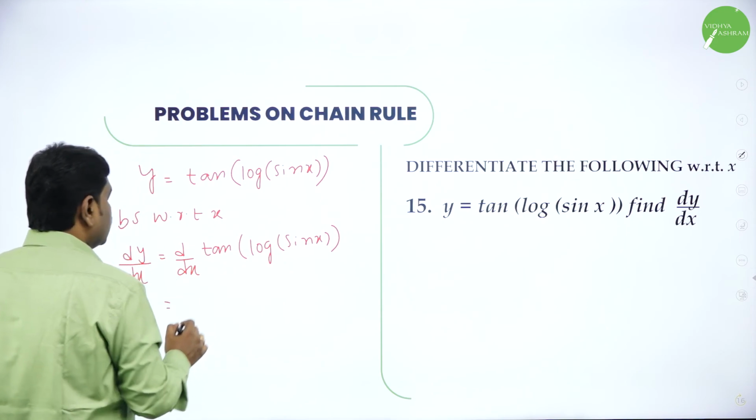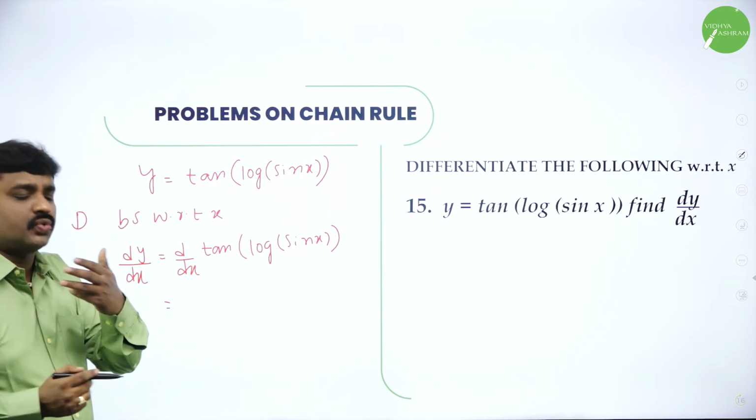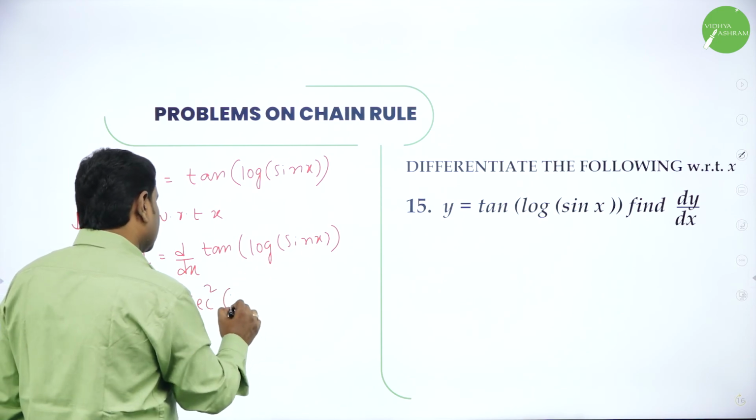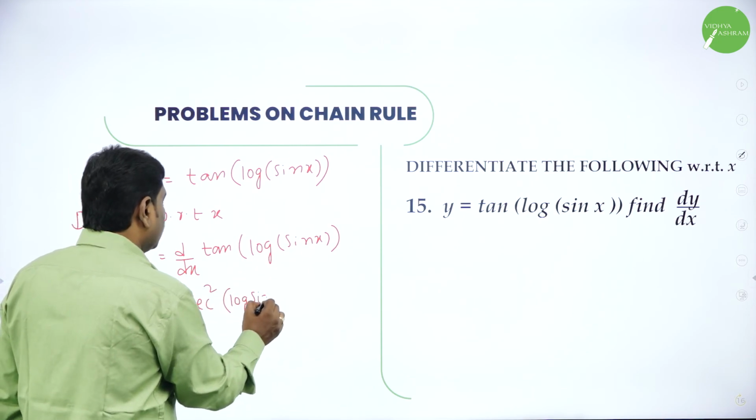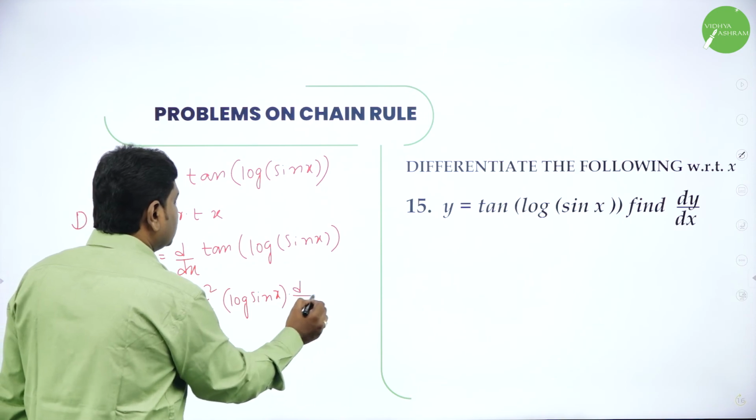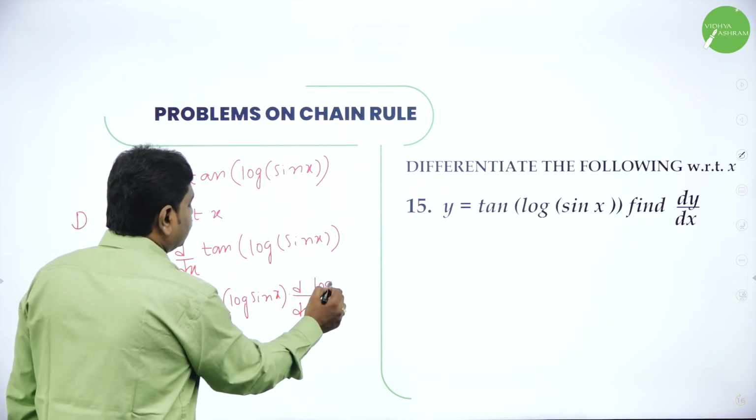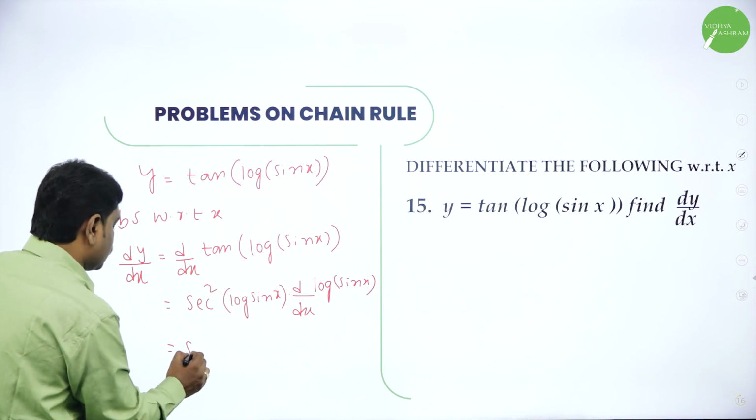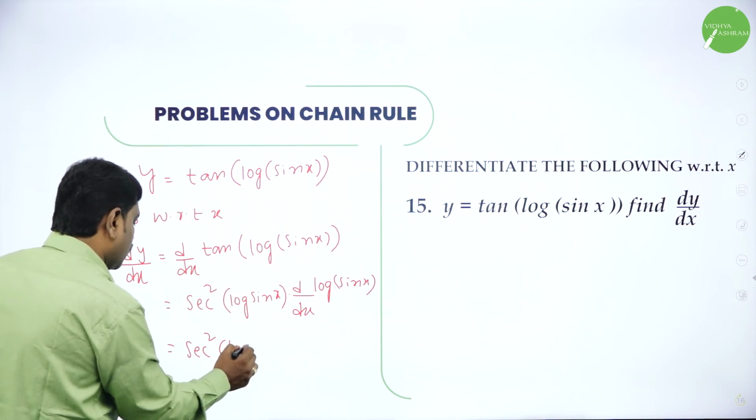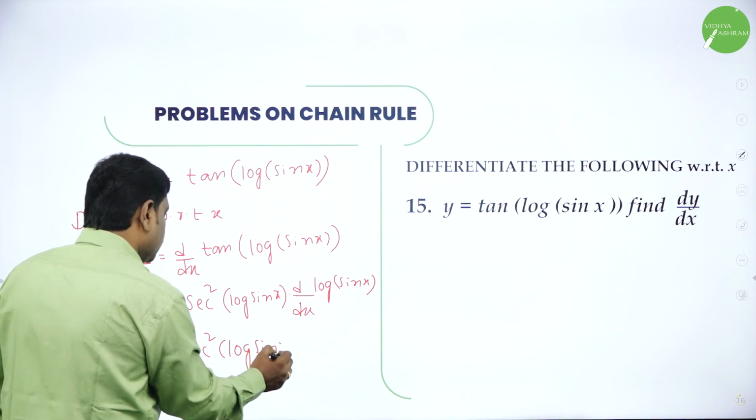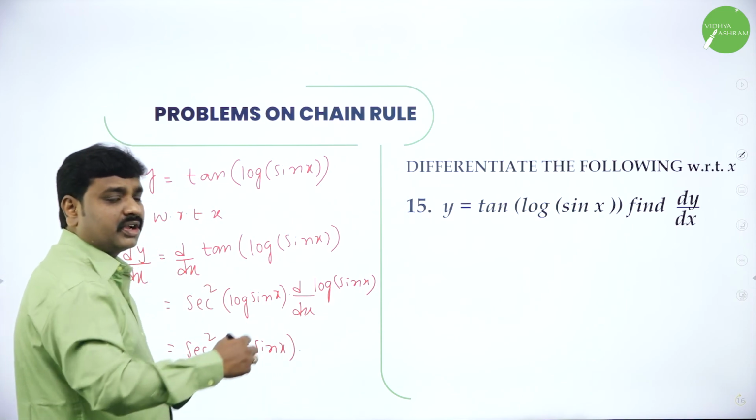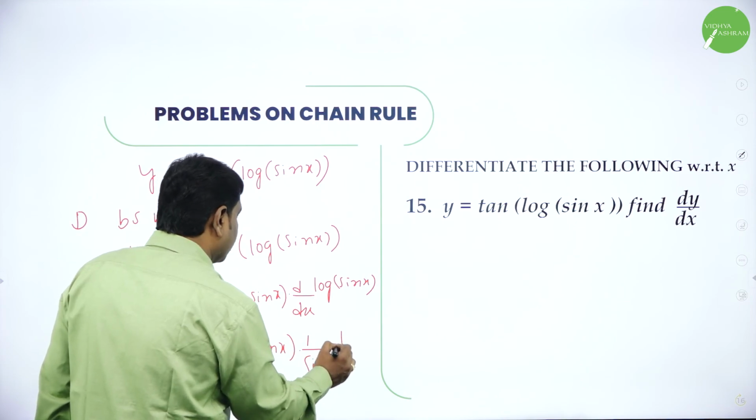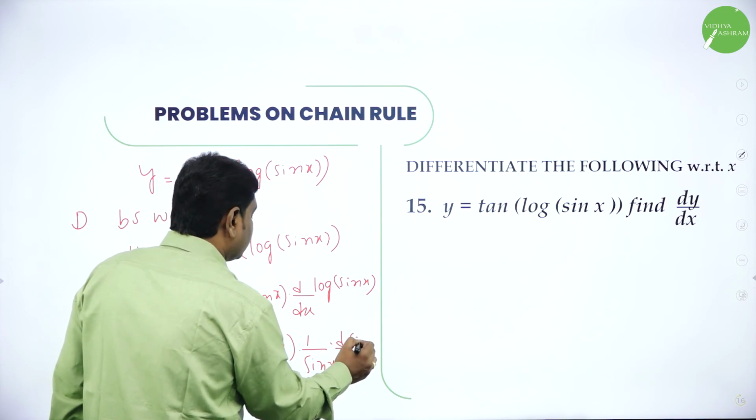Derivative of tan is what? Differentiation of tan is what? Secant square. So it will become secant square. Instead of x we have log of sin x. So secant square log of sin x into d by dx of internal function. What is internal function? Log of sin x. Again log of sin x is what? Composite. So secant square of log of sin x into derivative of log x is 1 by x, but log sin x is 1 by sin x into d by dx of internal function. What is internal function? Sin x.